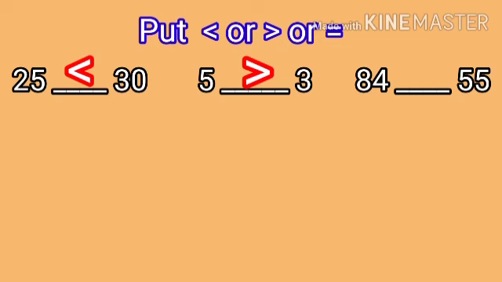In the next pair, we are comparing 84 with 55. It is clear that 84 is the bigger number and 55 is the smaller number from the knowledge of counting numbers. So, we are comparing a bigger number with a smaller number. We should use the greater than symbol to say the relation, and we can read it as 84 is greater than 55.